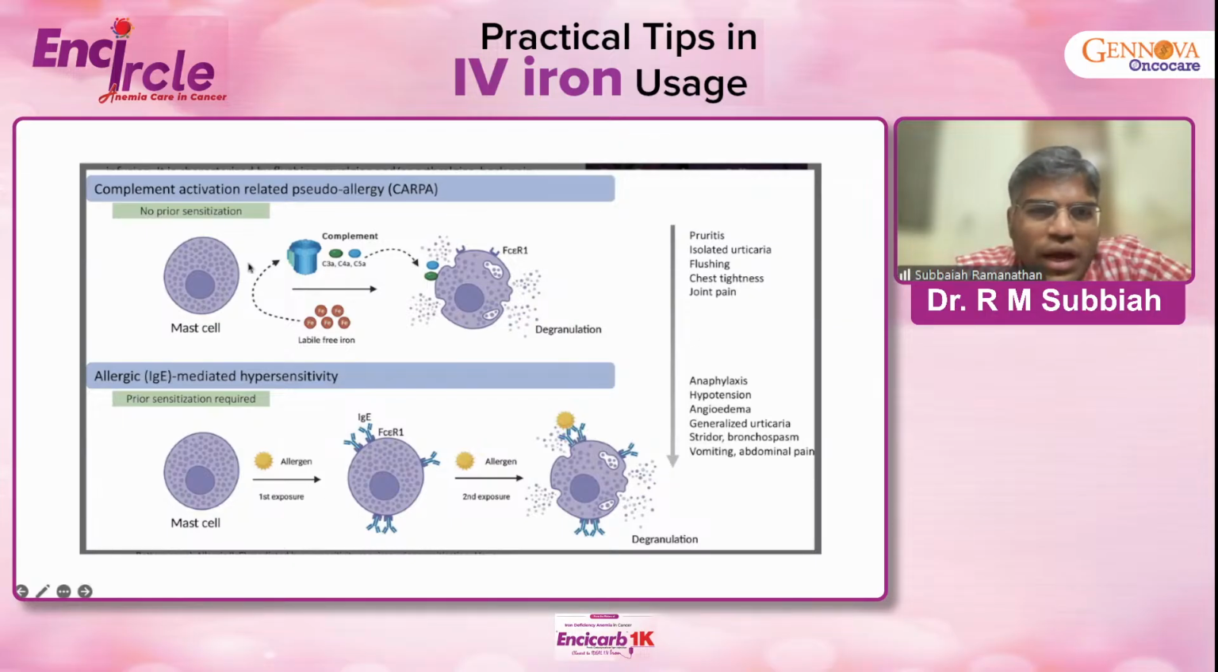But in iron, the labile iron, what does it do? It does not sensitize in an IgE mediated fashion. So this is non-IgE. So the free iron activates the complement cascade. So the complement cascade products will just go and stimulate the mast cells, which will degranulate briefly for a transient period, and then it settles down on itself without much intervention. So this is CARPA, complement activated related pseudo allergy.